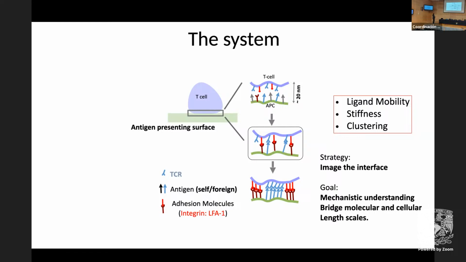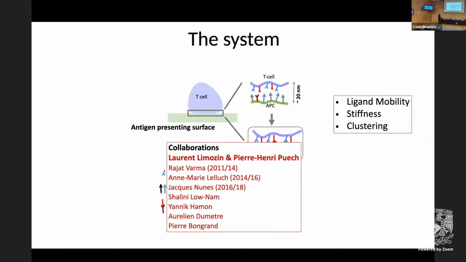The strategy is to image the interface, and the goal is to understand how to bridge molecular and cellular landscapes. So this is echoing what Pierre said. These are the collaborators. So Laurent and Pierre are the main collaborators for this.